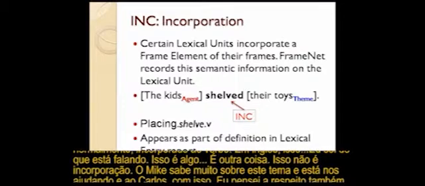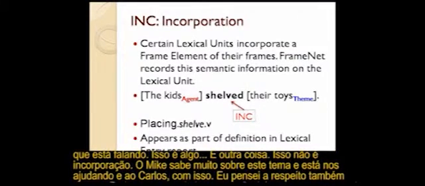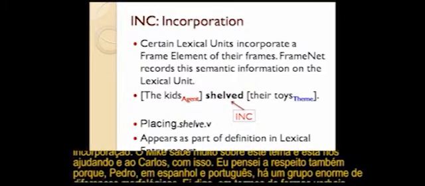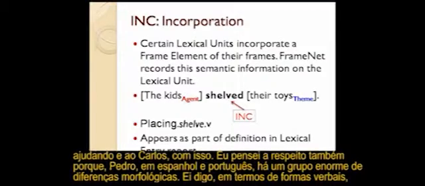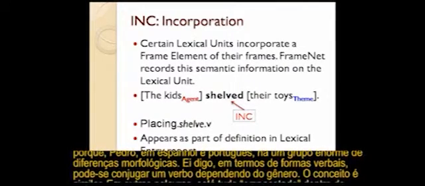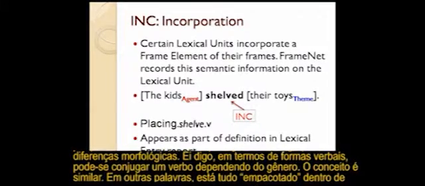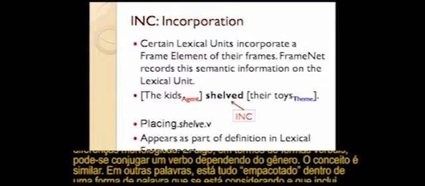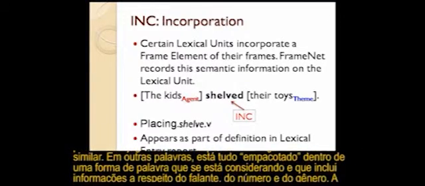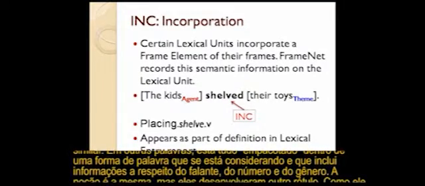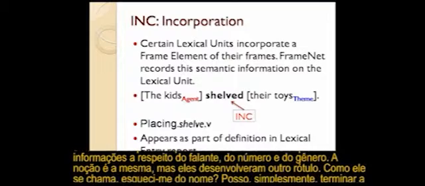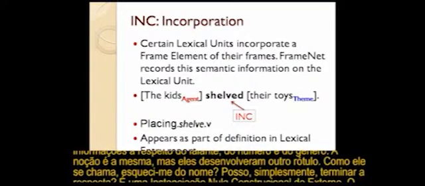So Michael knows a lot about this because he spent a lot of time with Carlos Subirats working on Spanish FrameNet. I thought about this as well because Hebrew, like Spanish, like Portuguese, has a full-blown set of morphologically different verb forms. So you conjugate a verb for person, number, and gender in Hebrew. The concept is similar. In other words, the information packaged in the word form that you're considering includes information about speaker, number, and gender, right? So the notion is the same. But they developed another, I forgot what the label is called. Yeah, what is it called?